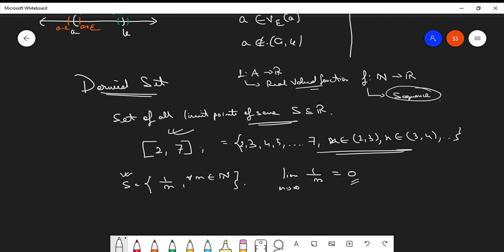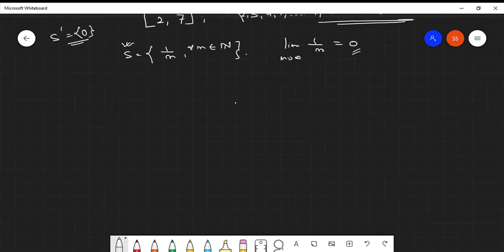So what will be the derived set? Derived sets are denoted by S dash. S dash is a singleton set. Is this part clear? For sequences, you can just find the limit as n tends to infinity to find the limit point of that sequence. Clear? The concept of derived set is clear.